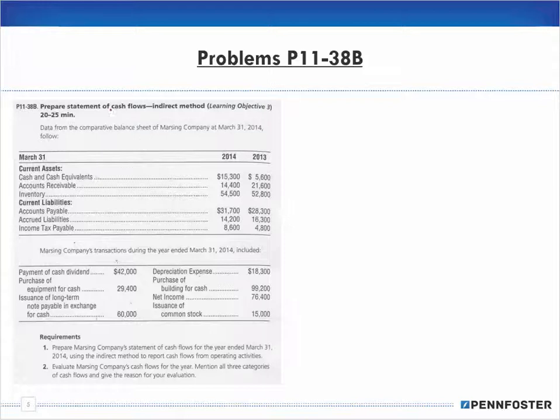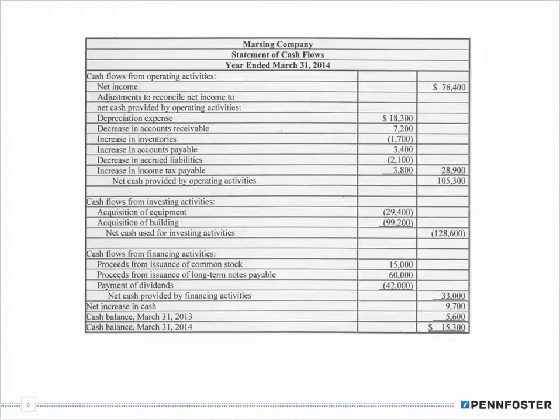So prepare, again, a statement of cash flows using the indirect method. And again, it's just a matter of how the data is presented. It says prepare the statement of cash flows using the indirect method to report cash flows from operating activities. And then it says evaluate the cash flows from the year. Mention all three categories of cash flows and give the reasons for your evaluation. All right, so here's the solution.